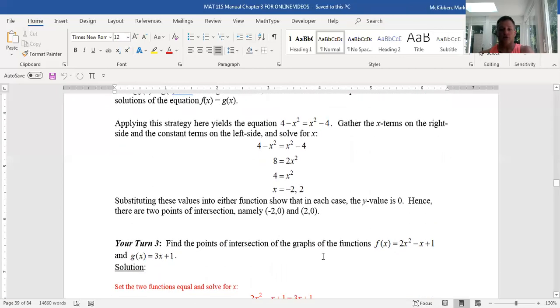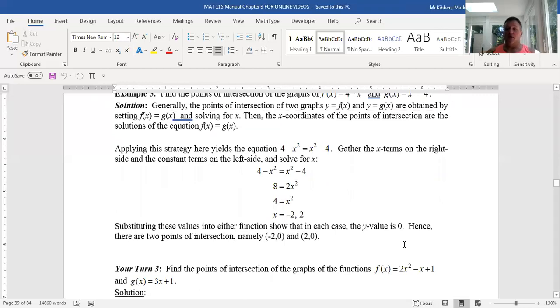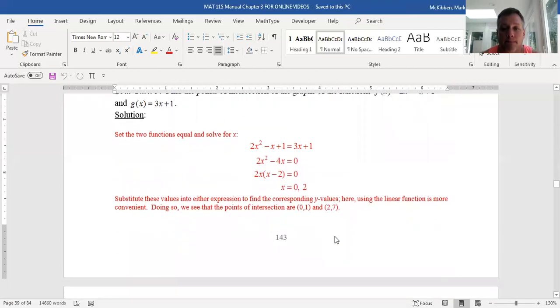I'll let you do your turn 3. It's basically the same, only now we have a quadratic and a line. But the principle is the same. If you want to find points of intersection of two functions, you set those functions equal to each other and solve for x. I'll pull up the solution for you to read, but pause it and do that. Okay, so just note here that I set them equal to each other. That's a quadratic, so I'm going to solve it for x by moving everything to the left side, and then I use the factoring method. Just make sure that you got those answers before going on.